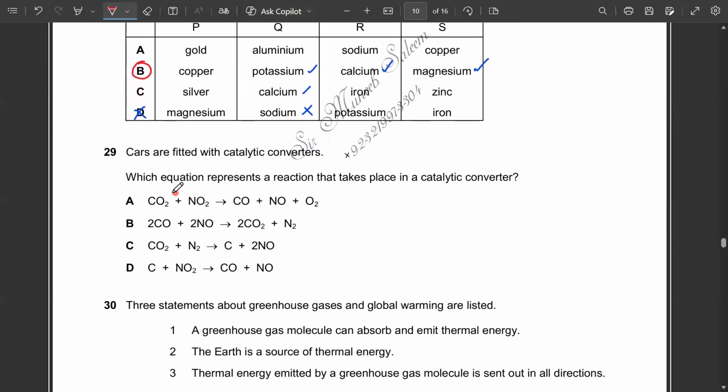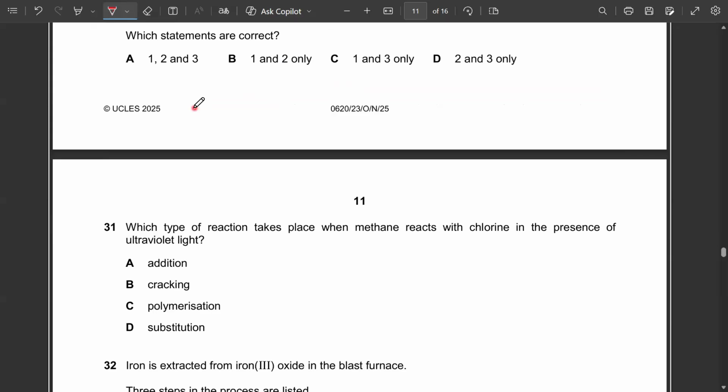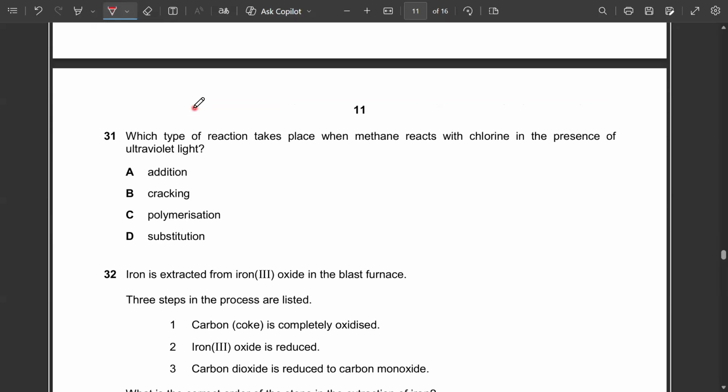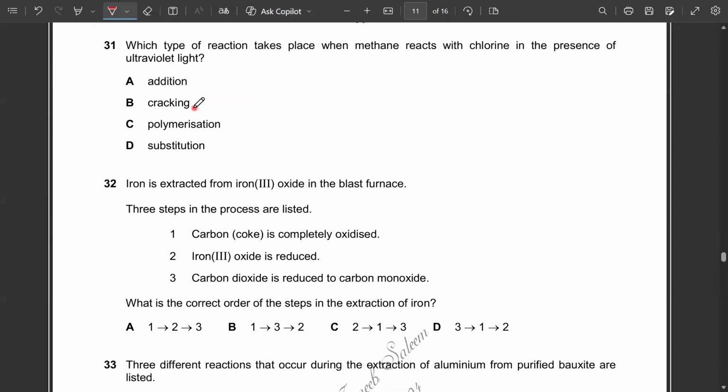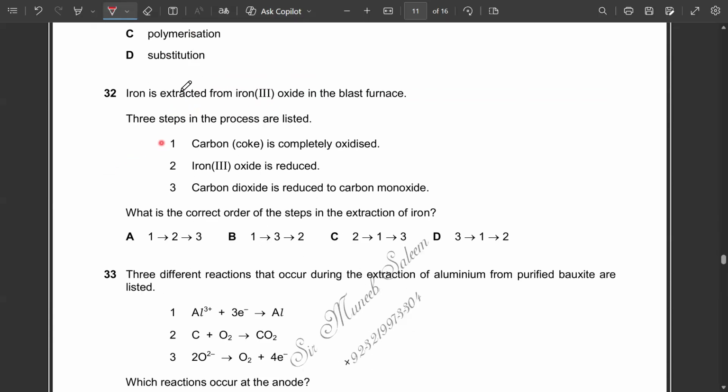Then question number 29 will be skipped, 30 as well, 31 and 32. We will do question 32. Iron is extracted from iron trioxide in the blast furnace. Three steps in the process are listed. What is the correct order of the steps in the extraction of the iron?